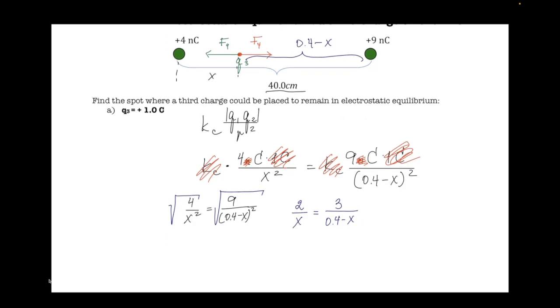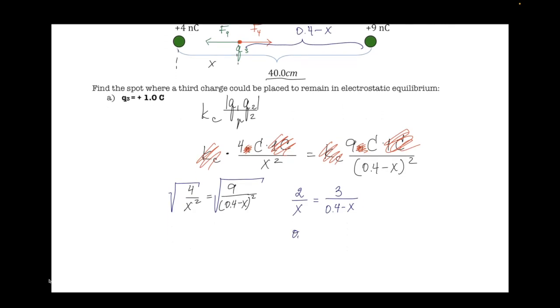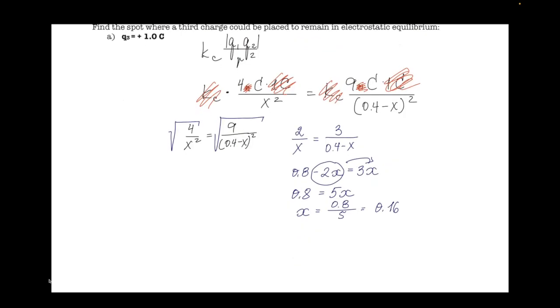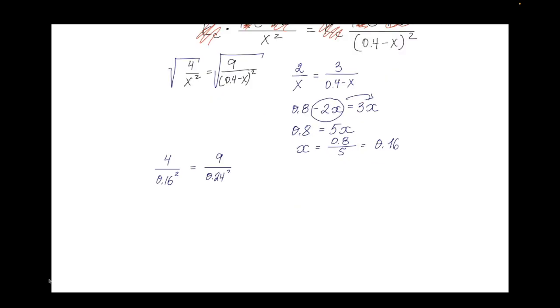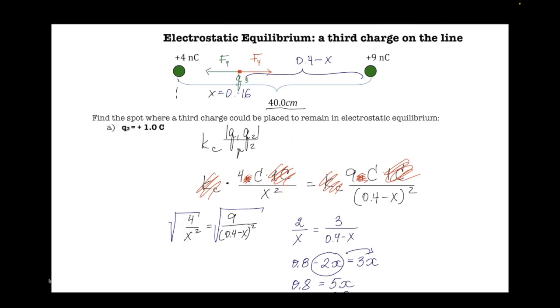Well, from here, that's just pure basic algebra. It's going to be 0.8, I cross-multiplied, minus 2x should be equal to 3x. This goes to the right as a positive, so 0.8 should be equal to 5x altogether, from where x is going to be 0.8 over 5. That should be 0.16. If I were to use this, I should have 0.24 squared. It's the same!